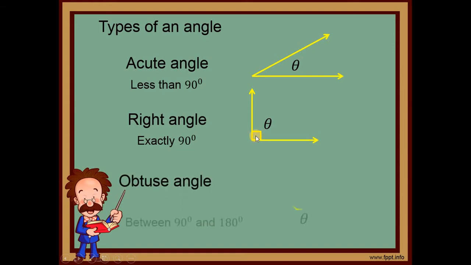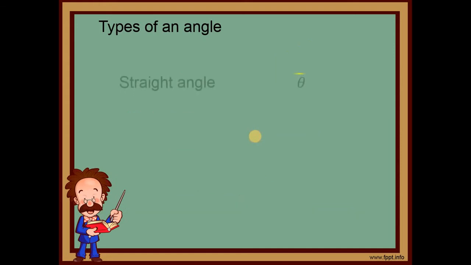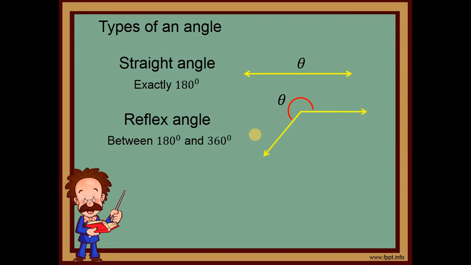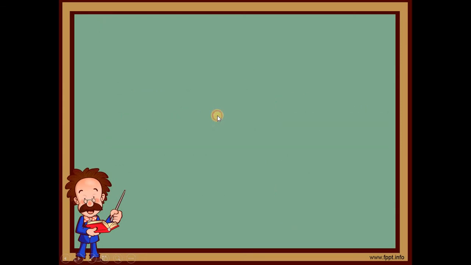Okay? The third one, we have an obtuse angle. An obtuse angle measures between 90 degrees and 180 degrees. So, yun ang obtuse angle. Next, pang-apat, meron tayong straight angle, which measures exactly 180 degrees. Pang-lima, meron tayong tinatawag na reflex angle, na yung measure niya is between 180 degrees and 360 degrees. Lastly, meron tayong tinatawag na full angle na ang measure niyan is exactly 360 degrees. Okay, so let's move on.